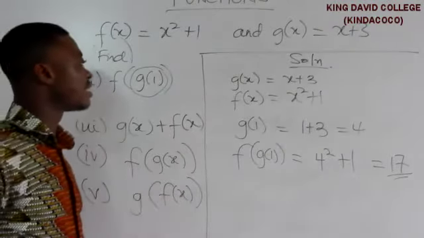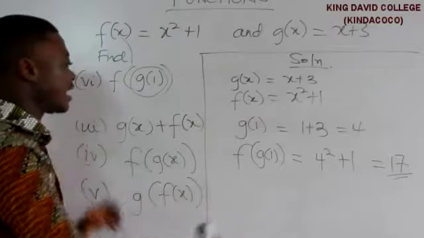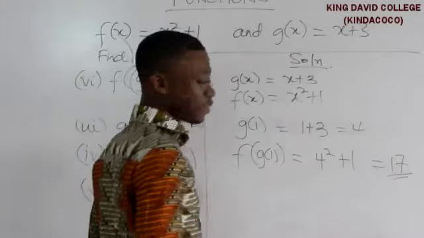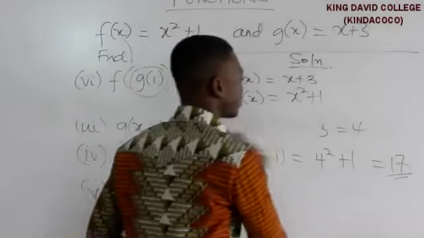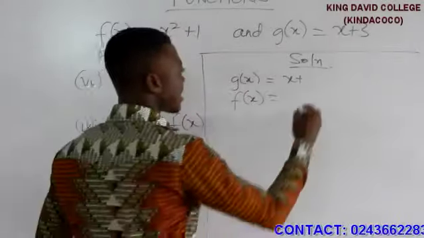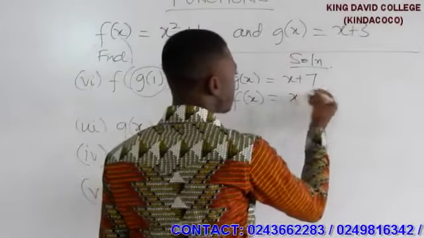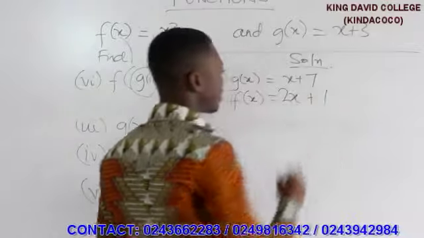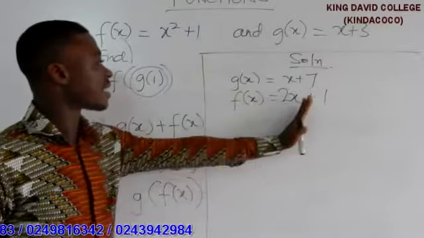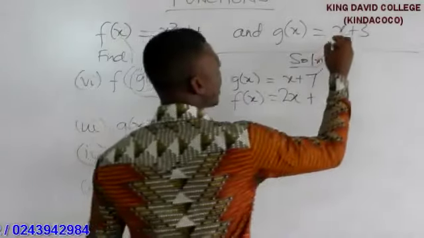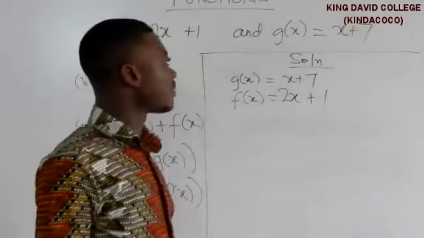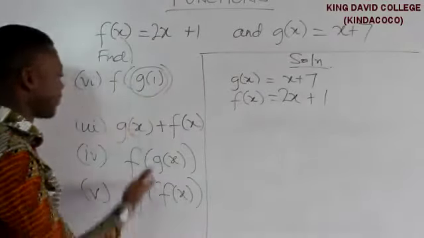So there are many applications of this, but the general idea is this. Maybe they can decide to change the functions for you, change these very functions to, say, x plus 7, and then 2x plus 1. Okay, so now they change the functions. Say g of x is x plus 7, and then f of x is 2x plus 1. So you have this new set of questions, and they ask you to perform this.